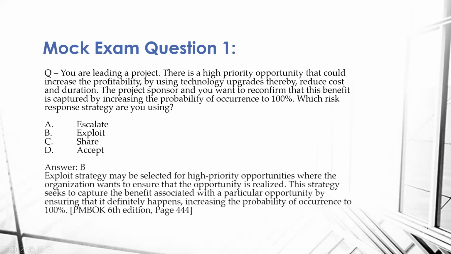The correct answer is B. Exploit strategy may be selected for high priority opportunities where the organization wants to ensure that the opportunity is realized. This strategy seeks to capture the benefit associated with the particular opportunity, ensuring that it definitely happens, increasing the probability of occurrence to 100%. This is referenced in the PMBOK 6th edition, page 444.